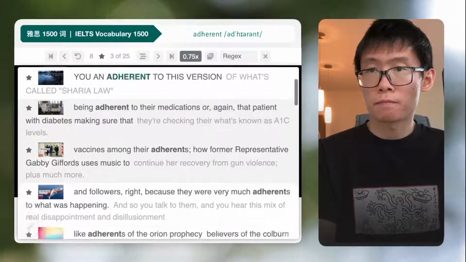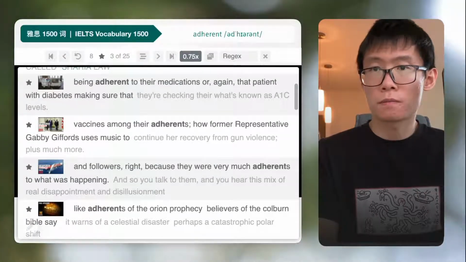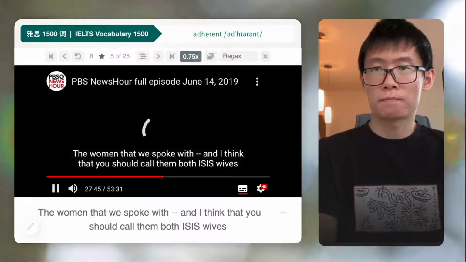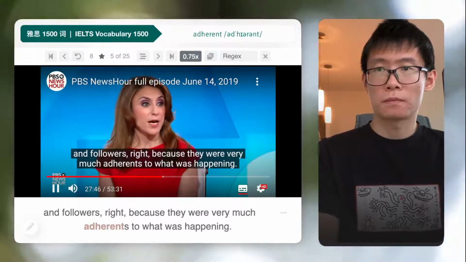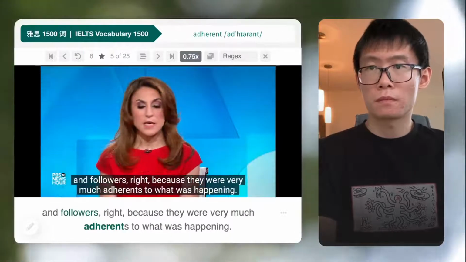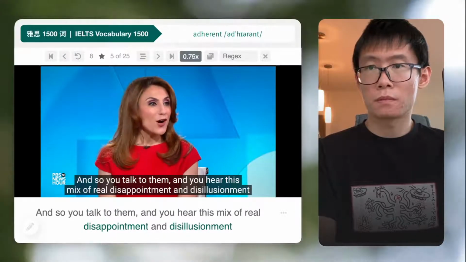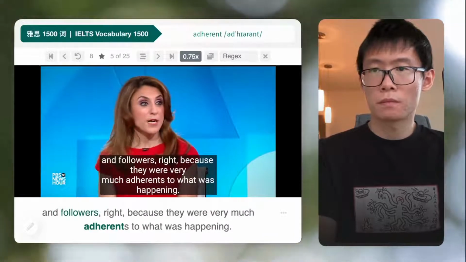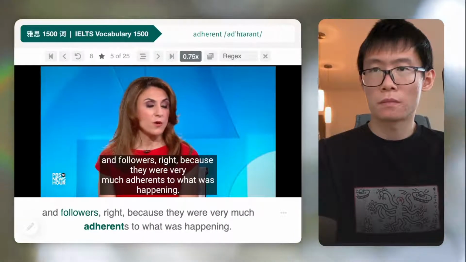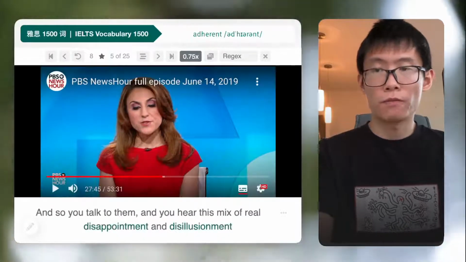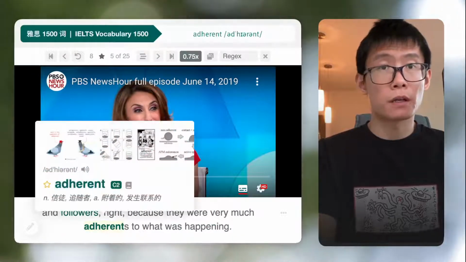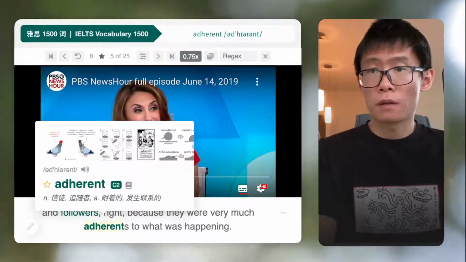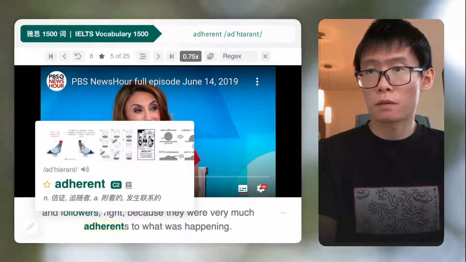Let's see. Other examples. And followers, right? Because they were very much adherents to what was happening. And so you talk to them. Because they were very much adherents to what was happening. And right. So they were closely following what's happening. That is adherence to what is happening.